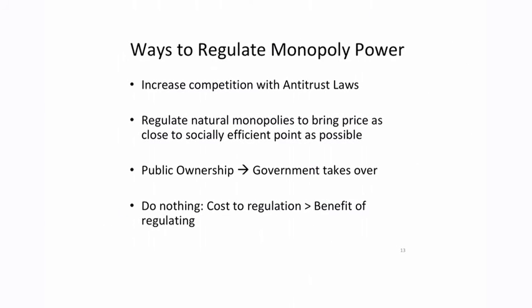There are a number of ways that we can regulate monopoly power, including creating antitrust laws to increase competition, trying to regulate natural monopolies and force them to produce closer to the efficient point of production, and public ownership, where the government takes over and forces the company to produce at their socially efficient point of production. Or there's always the option to do nothing, because the cost of regulating a monopoly may be greater than any benefits to society of the regulation.